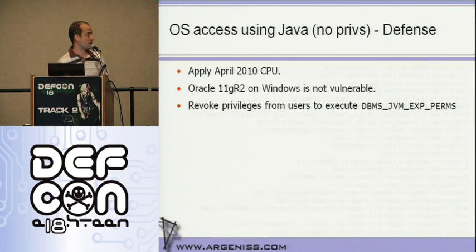So to defend from this attack, the one that doesn't use any privileges, we should apply the April 2010 CPU that fixes the Java vulnerabilities that allow granting the Java permissions, even if we don't have the Java admin role granted. Or we could revoke the privileges from this DBMS JVM xperms package, that is the one that is used to grant the Java privileges.